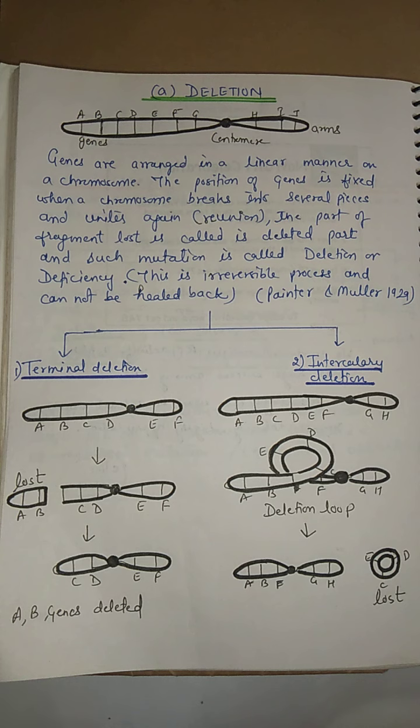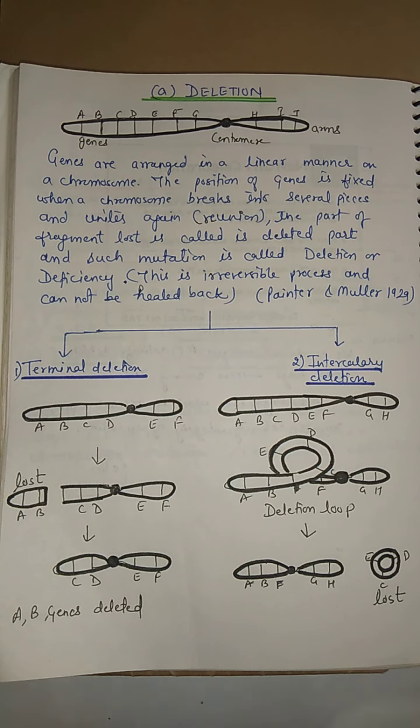The position of each gene is fixed, and when a chromosome breaks into several pieces and reunites, some part or fragment gets lost. This type of losing a segment or a portion of a chromosome is called deletion. This is also called deficiency mutation. This is an irreversible process and cannot be healed back.